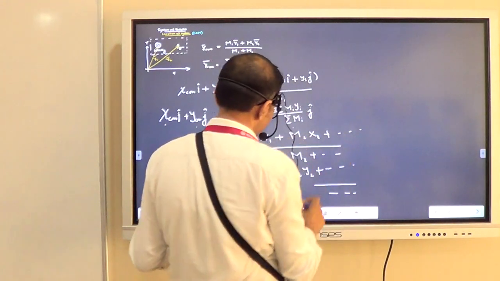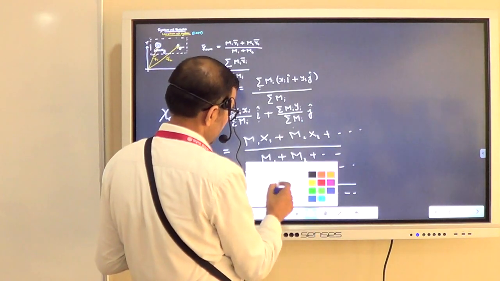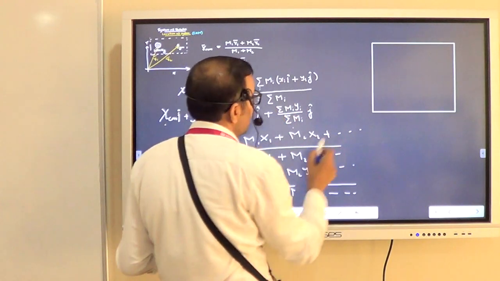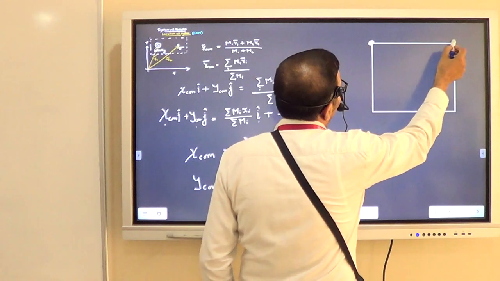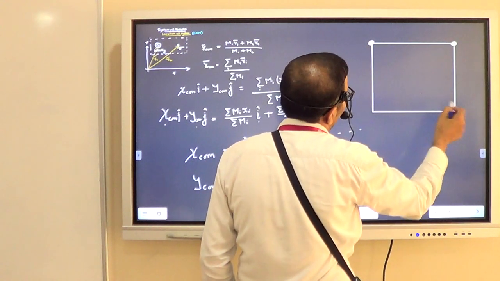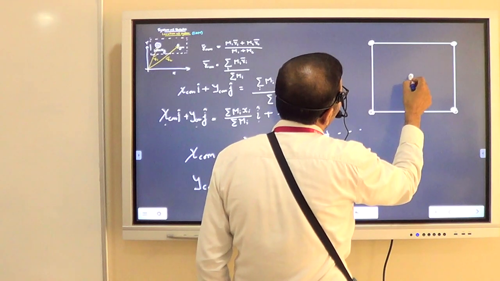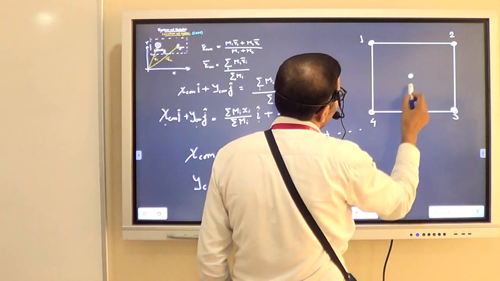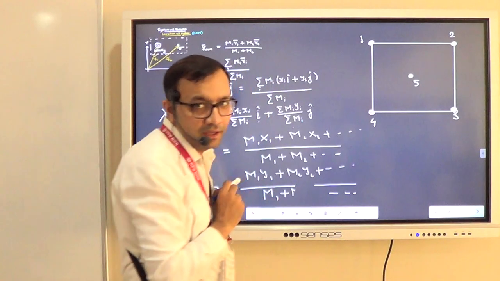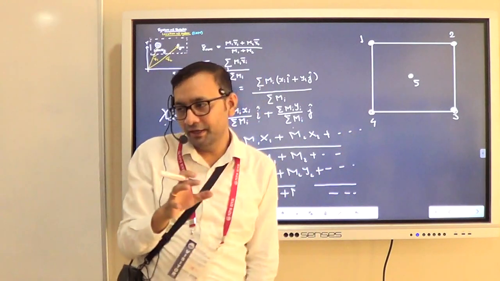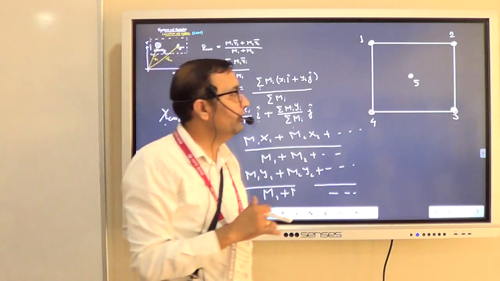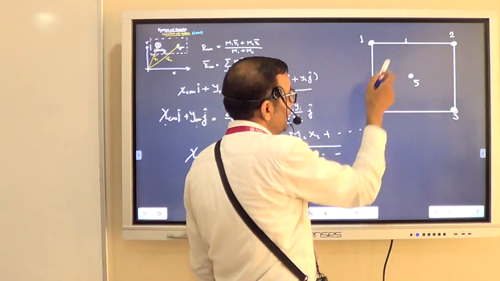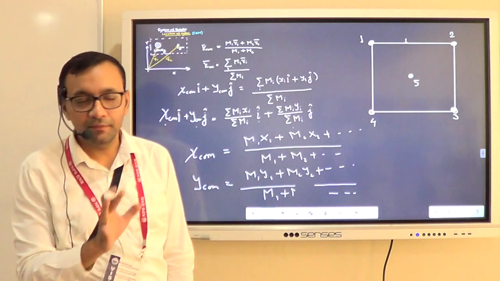Do this question. This is 1 kg, 2 kg, 3 kg, 4 kg, 5 kg. And they are placed on the sides of an imaginary square. The side length of the square is 1 unit. You need to find out the center of mass of this entire system. The system has 5 particles.